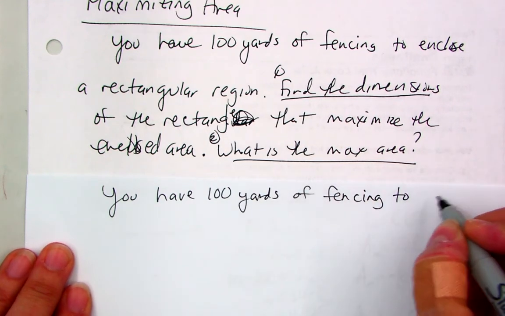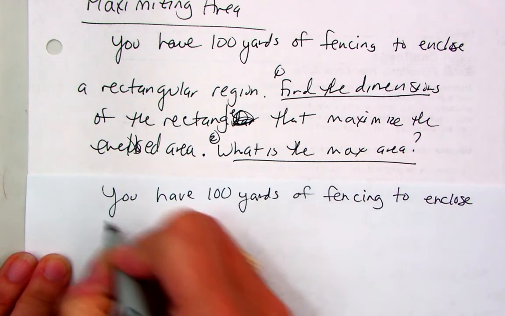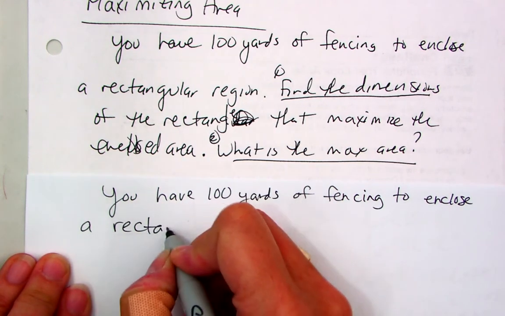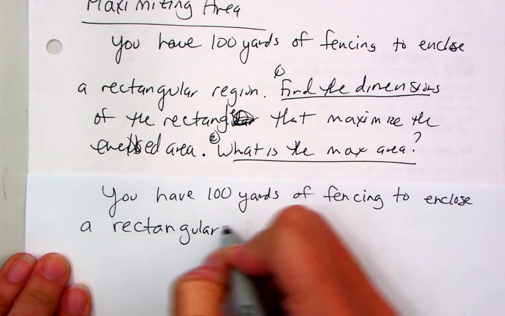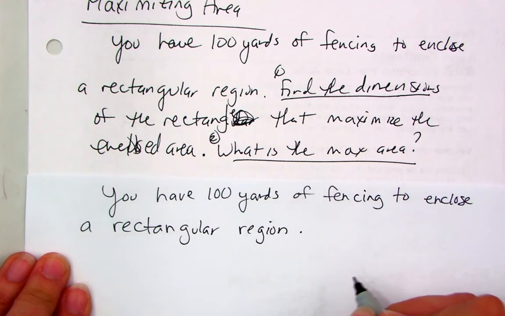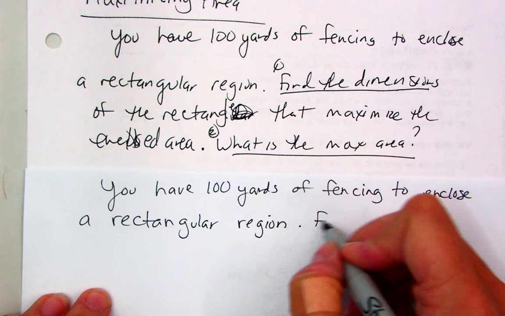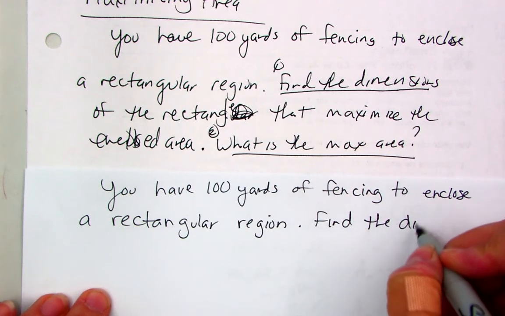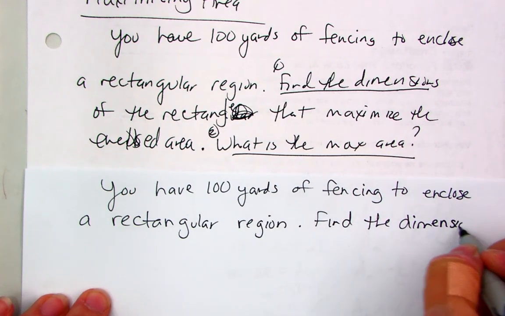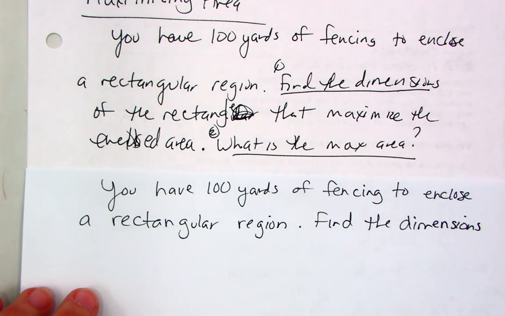You have 100 yards of fencing to enclose a rectangular region or piece of property. Find the dimensions. Dimensions mean, that tabletop is about a 1 by 3. So it's the length times the width. That's a dimension. This whiteboard here is probably about a 4 by 8. So that's what the word dimensions means.